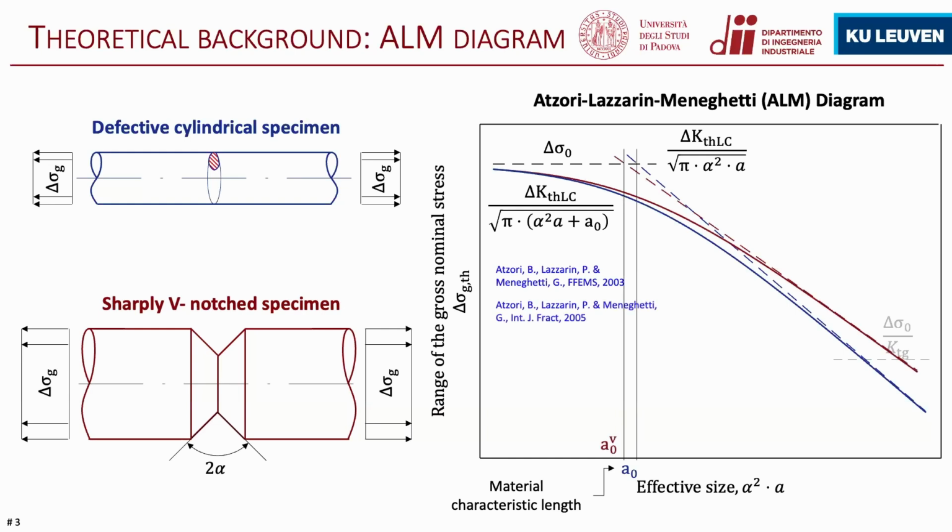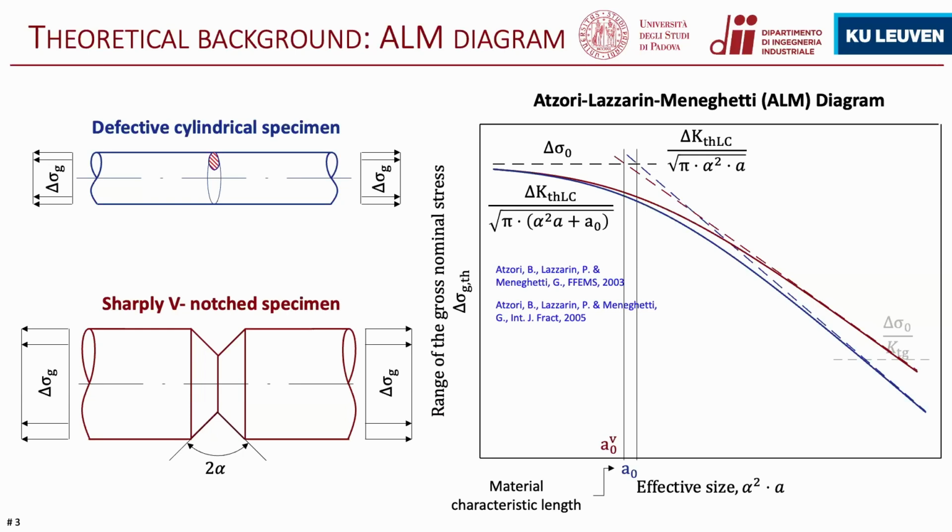The professors Azzori, Lazzarini, and Meneghetti proposed another Lazzarini Meneghetti diagram, sorry for the repetition, for sharply notched specimens. It is formally identical, as we can see here, with the only difference being the flatter portion for the singularity that is related to a lower singularity exponent for the stress field for a sharp notch. So with this diagram, we are now able to estimate the fatigue limit of defective materials and sharply notched materials.